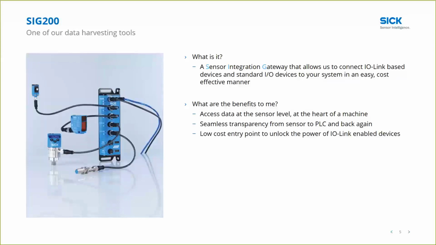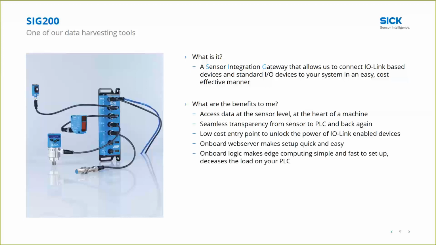It's not an expensive thing to get started with. There's no reason why you couldn't start with one IO-Link device and move on from there. Although clearly the more information you're able to glean from your system, the more useful it will become. We mentioned the web server. We'll go through that in a little bit. And there's also some onboard logic on board the SIG200, which we can use for some edge-based computing, which decreases the load on the PLC a little bit, and also potentially can decrease the network traffic load as well.